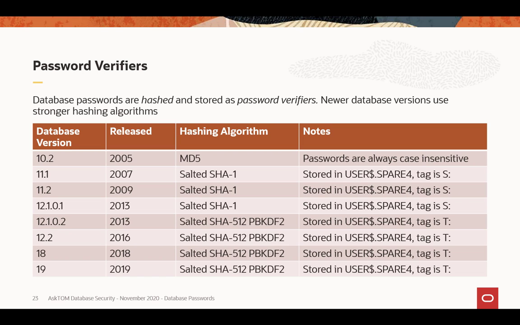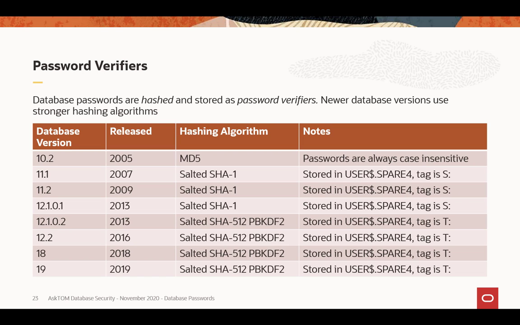That's what PBKDF2 means, to increase the difficulty of attacking the password even more. That is still the current state of the art. SHA-512 multi-round PBKDF2 is still what we consider to be the state of the art for password hashing algorithms. But as we move on past 19c into 21, 22, 23, sooner or later we'll probably change this again and adopt a new standard.